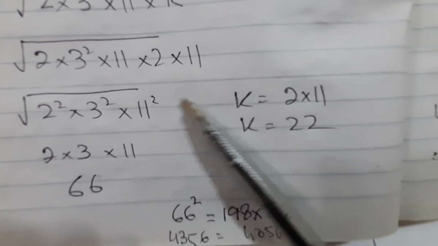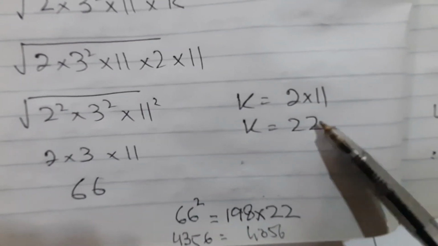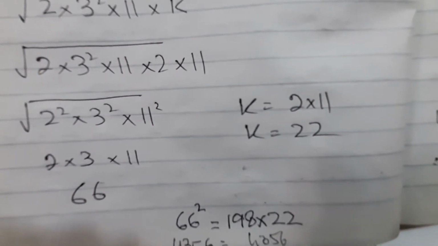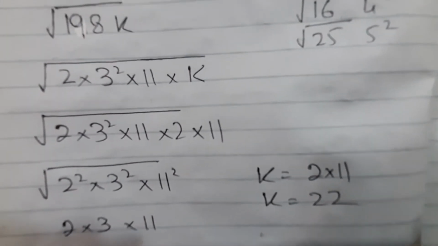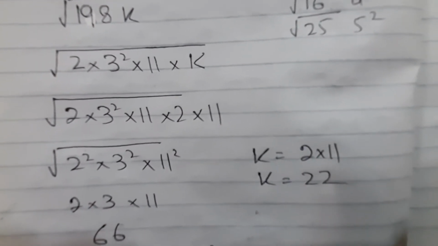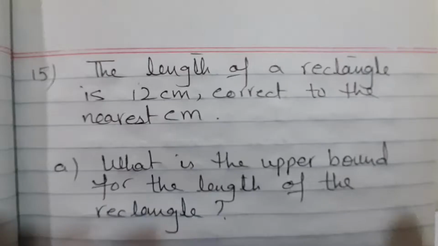You don't need to do all this in the exam. Examiner is only asking what is the smallest value of k, meaning what is the number which you will multiply by 198 so that it becomes a perfect square. I hope it makes sense to you. Let's go to the next question.